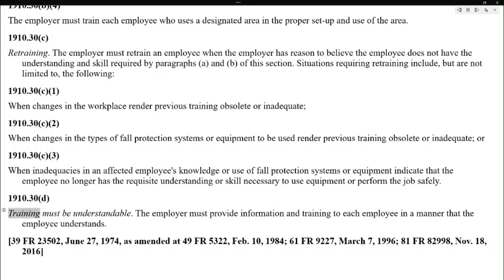1910.30(d) Training must be understandable. The employer must provide information and training to each employee in a manner that the employee understands. 39 FR 23502, June 27, 1974, as amended at 49 FR 5322, February 10, 1984, 61 FR 9227, March 7, 1996. 81 FR 82998, November 18, 2016.